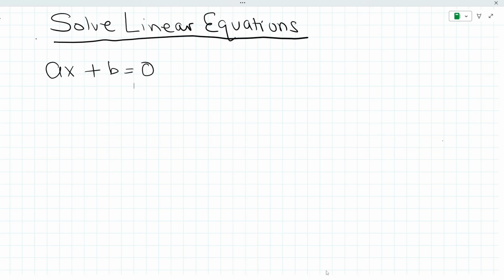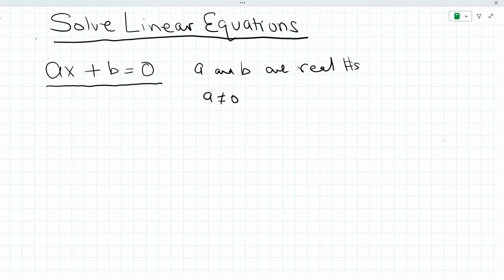Linear equations are first-degree polynomial equations and have the form ax plus b is equal to 0, where a and b are real numbers, and a is not equal to 0.